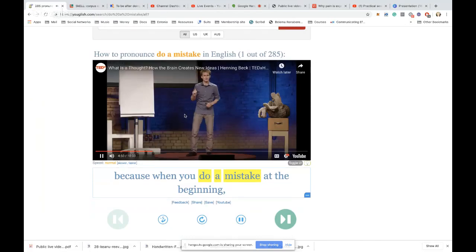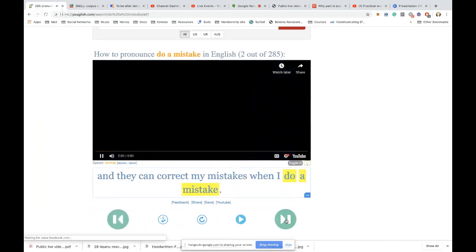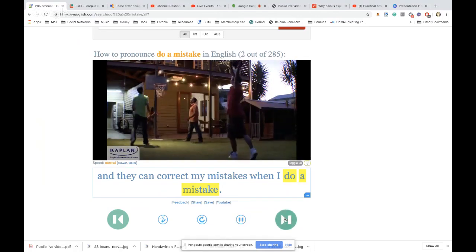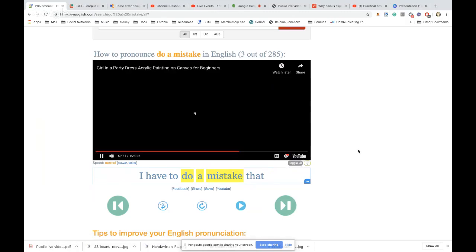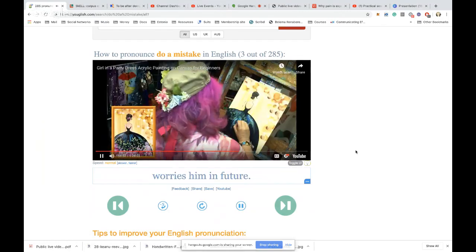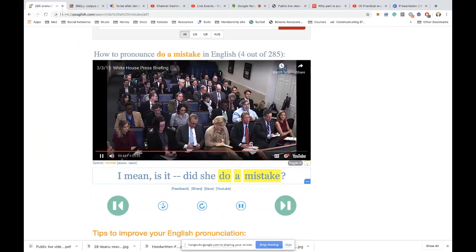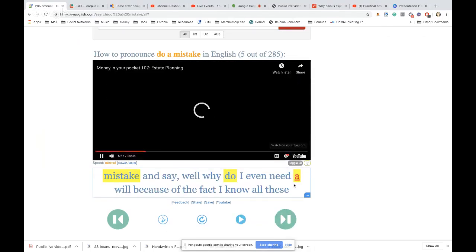"Do a mistake." Because when you do a mistake at the beginning, well, that was a native speaker, he said it. "I can correct my mistake when I'm doing some mistake." This is not a native speaker, so I will not trust this guy. "I have to do a mistake that worries him in future." Here, it was a native speaker, White House. "Did she do a mistake?" This was someone with an accent, so we will not look at this.